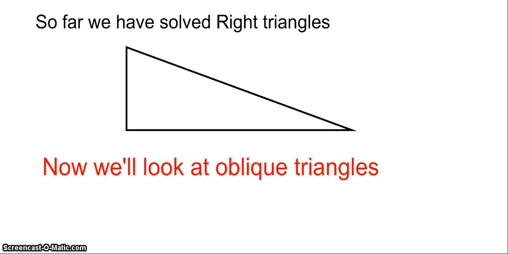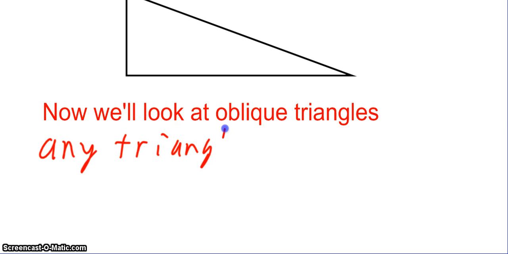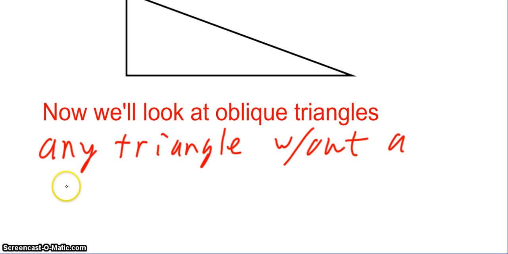Okay, so far we've solved right triangles. Right triangles are pretty easy. All of the trig functions relate to right triangles. Now we're going to look at oblique triangles. Well, what is an oblique triangle? An oblique triangle is just any triangle without a right angle.